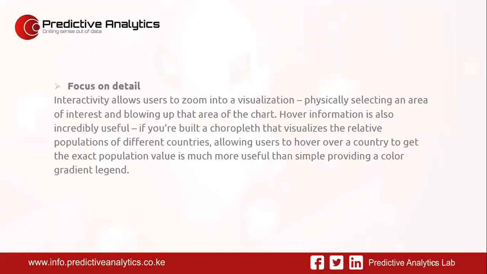Interactivity allows users to zoom into a visualization, physically selecting an area of interest and blowing up that area of the chart. A good example is Google Maps. Hover information is also incredibly useful. If you are built using a choropleth, which is also called a gradient map, that visualizes the relative populations of different countries, allowing users to hover over a country to get the exact population value is much more useful than simply providing a color gradient legend. So that was a focus on detail.